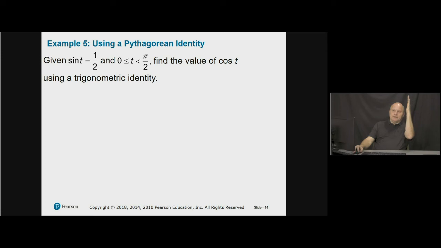Pi over 2 right there. So it's in that first quadrant. So 0 to pi over 2 is where your angle is at. That's important. That comes up later. So we want to find the value of the cosine of t.